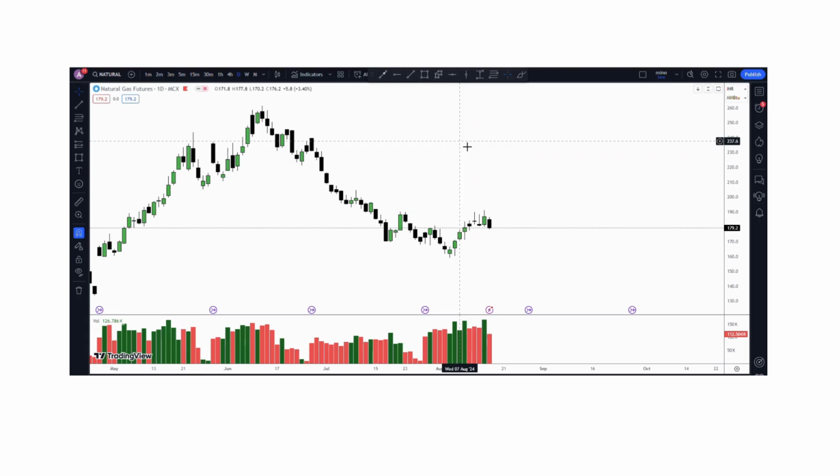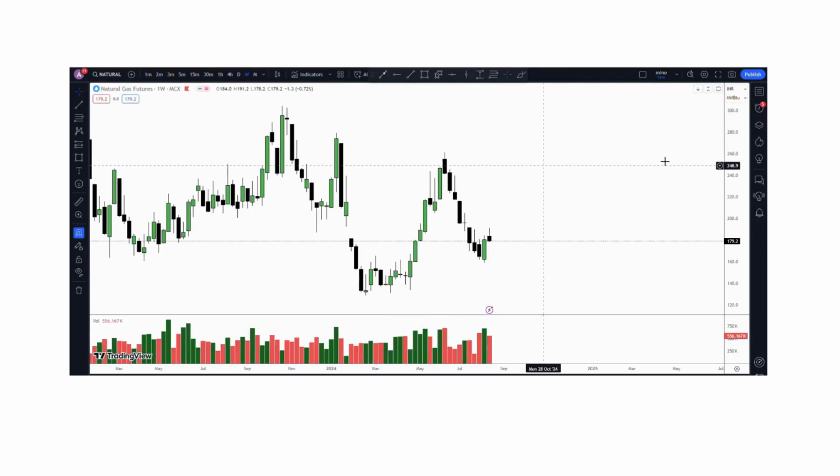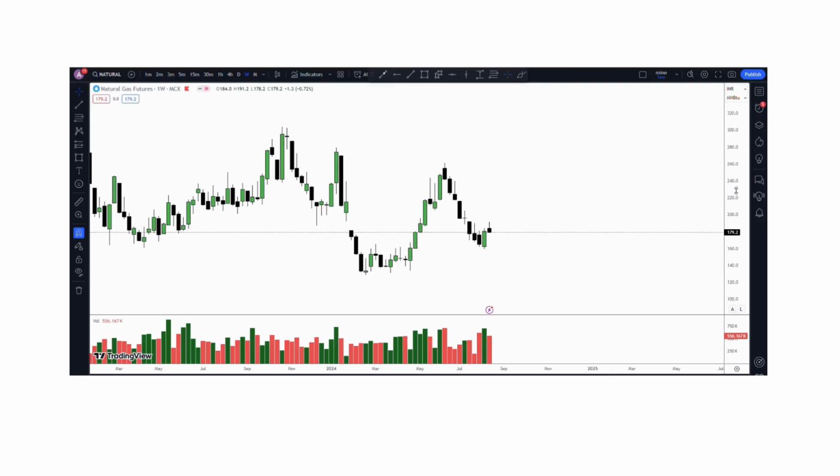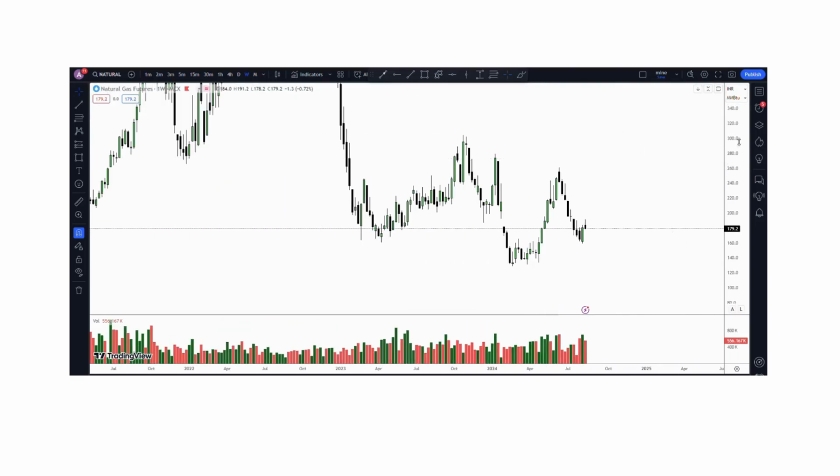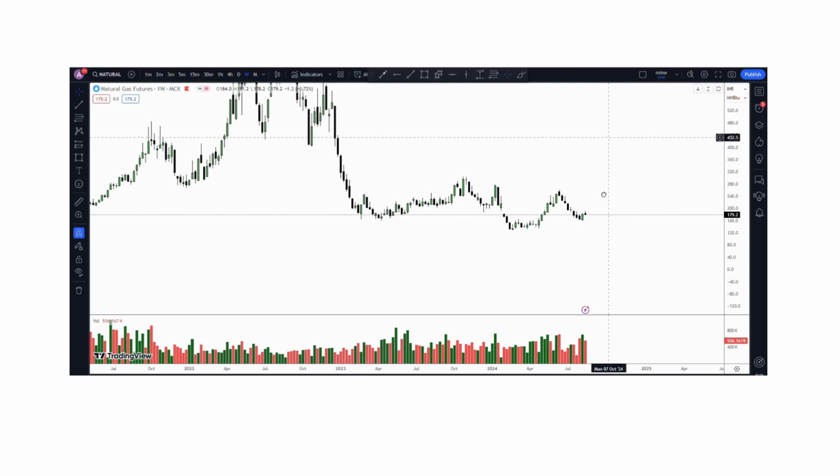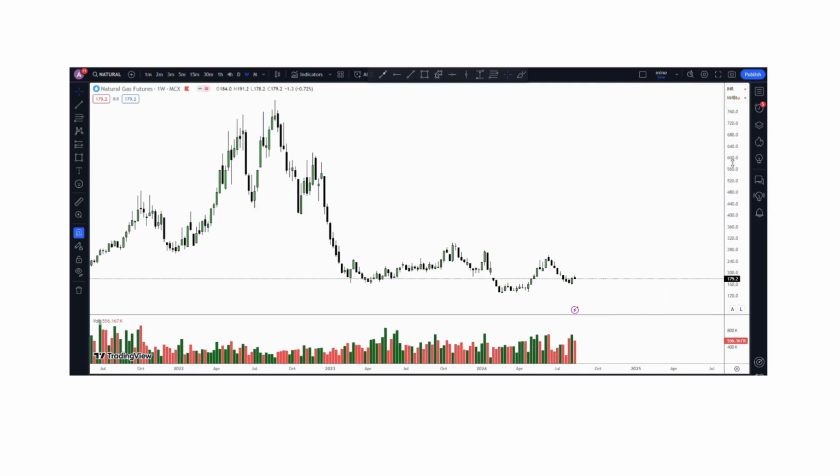Good morning, guys. Today, let's talk about natural gas. We'll start with the weekly chart. I generally don't trade this counter, but I've been asked to give a view on this, so here it is. All right, so this is the weekly chart of natural gas. Let's see what it's doing.